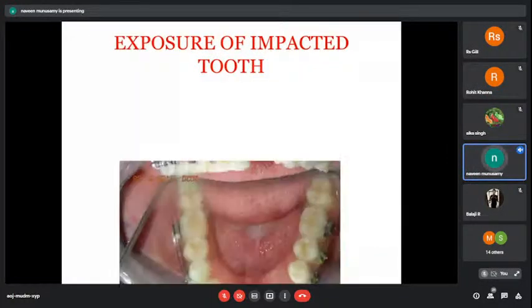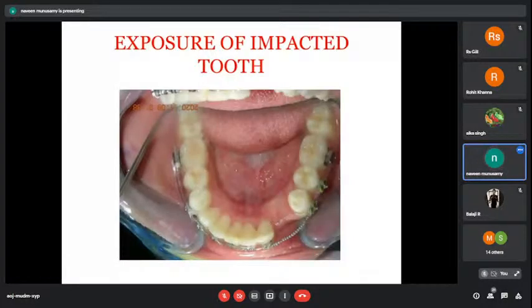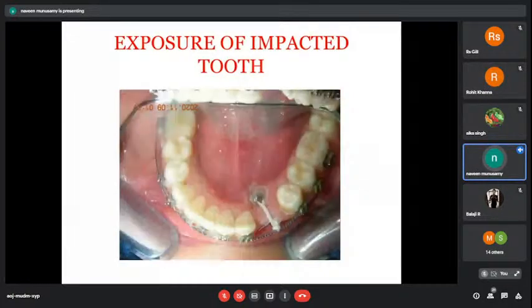Okay, so another case, this was again one of the stubborn teeth, a dentist patient. This impacted canine, I had created space. 1 year I waited, it was never coming out, got exposure done, started pulling the teeth, and we were able to finally bring the teeth out.